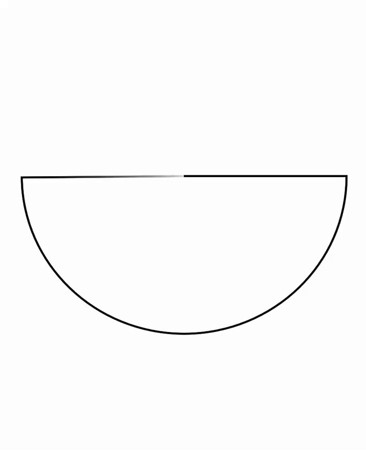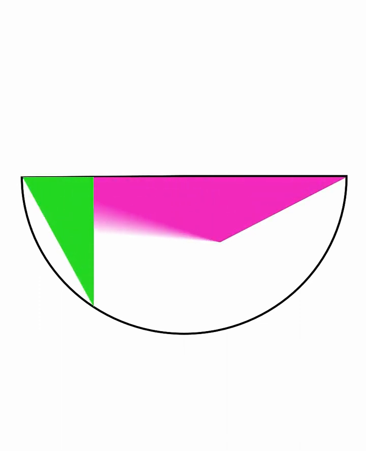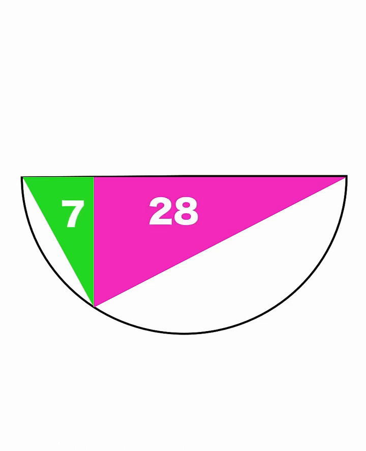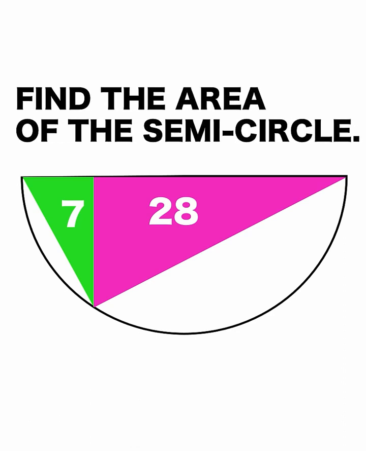We are given this semicircle, and inscribed in this semicircle are two right triangles. The area of the green right triangle is 7 square units, and the area of the pink right triangle is 28 square units. We want to find the area of the semicircle. You can pause the video and see if you can solve this math problem.